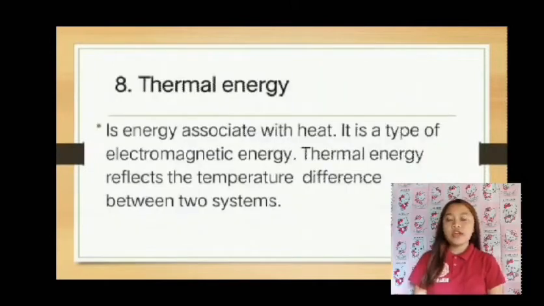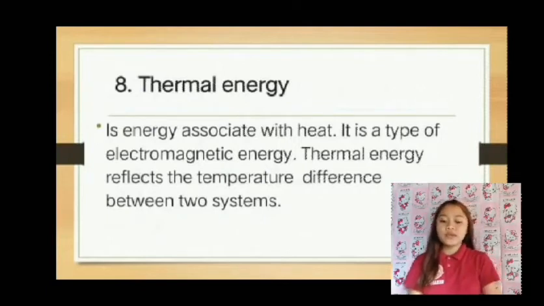Thermal energy. Thermal energy is an energy associated with heat. It is a type of electromagnetic energy. Thermal energy reflects the temperature difference between two systems. So thermal energy is possessed within the object or system due to movement of the particles within the object or system.